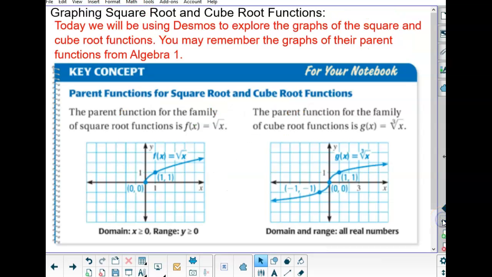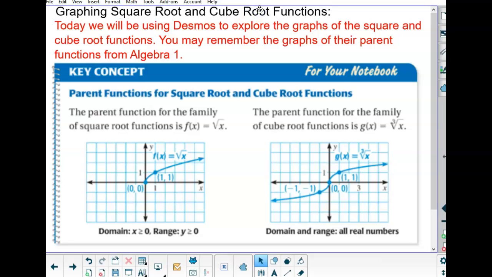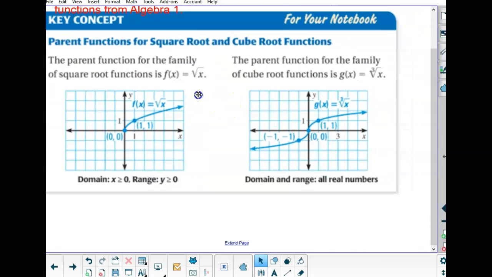All right, so what we're going to do then today is we're going to actually jump back to Algebra 1 a little bit. And you may be familiar with this. It depends. It's been a couple of years maybe since you've done it. We're going to look at graphing square and cube root functions. Today we're going to be using Desmos to explore the graphs of the square and cube root functions. You may remember them from your past.